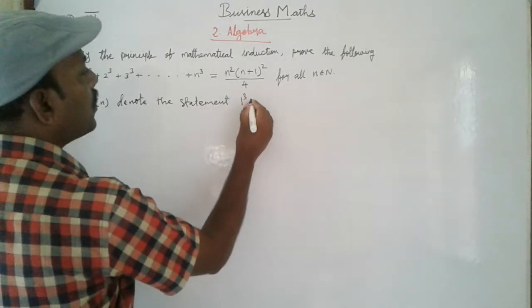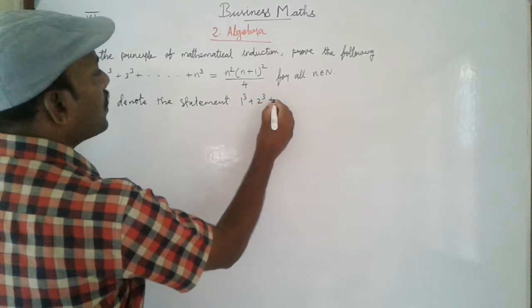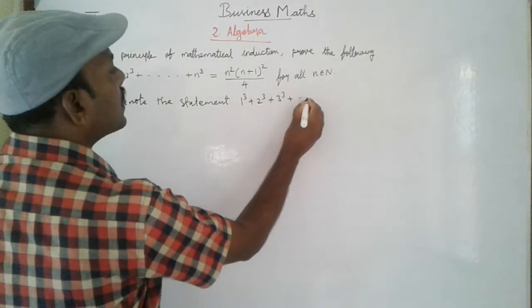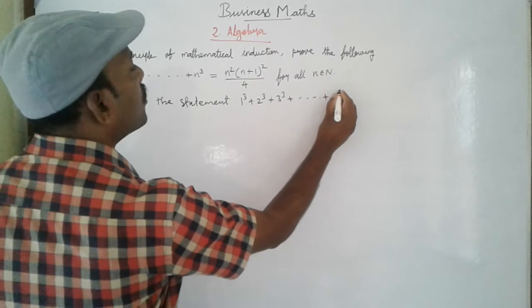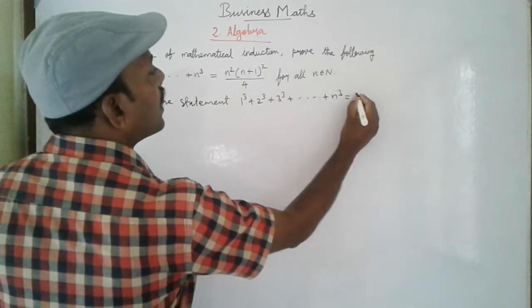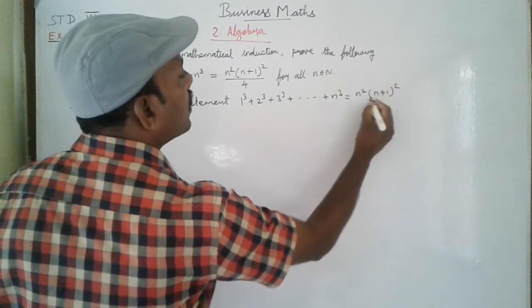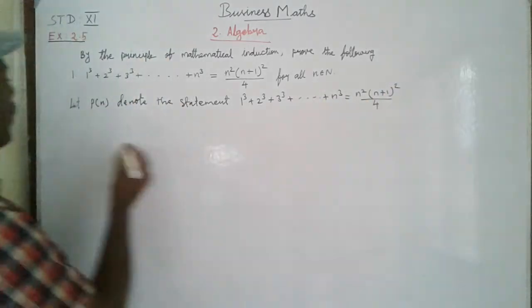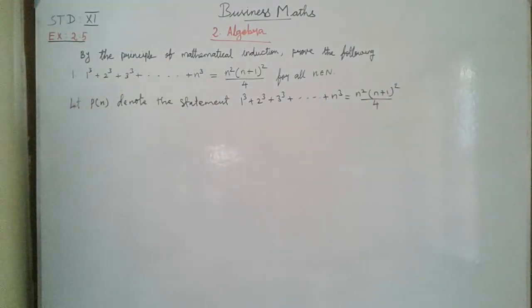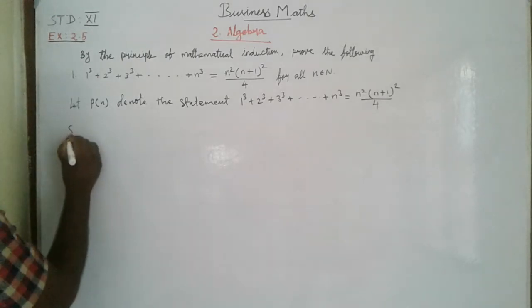1 cube plus 2 cube plus 3 cube plus etc plus n cube equals n square into (n plus 1) whole square divided by 4. P of n is 1 cube plus 2 cube plus 3 cube plus etc plus n cube equals n square into (n plus 1) whole square divided by 4. Step 1.